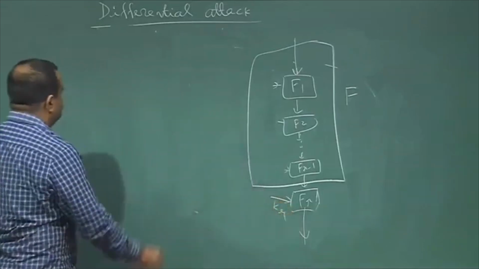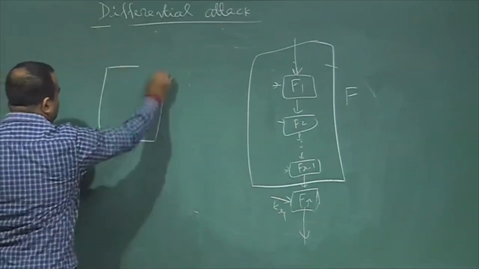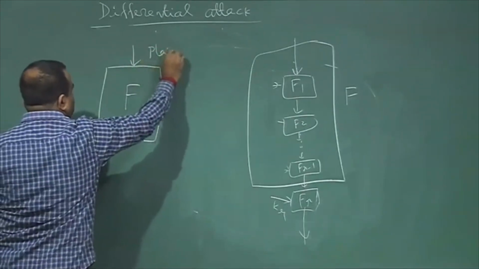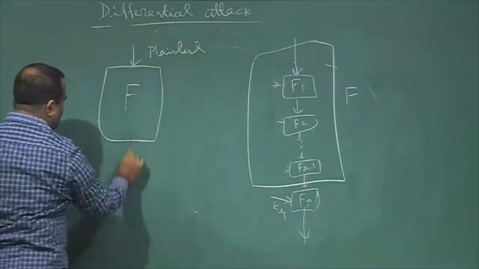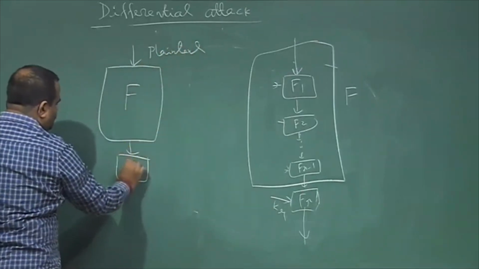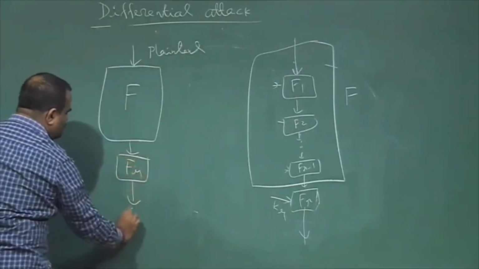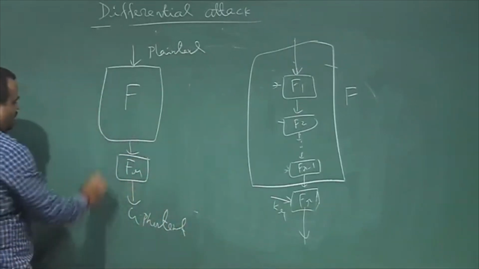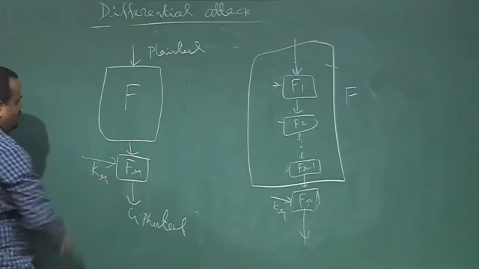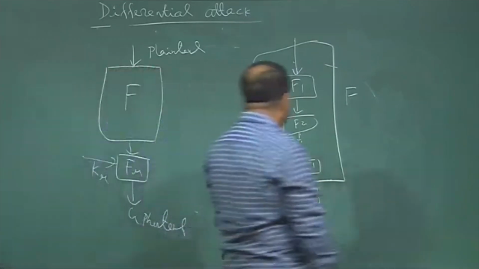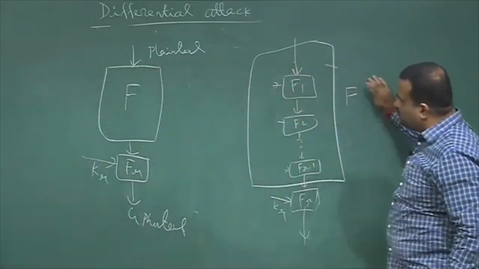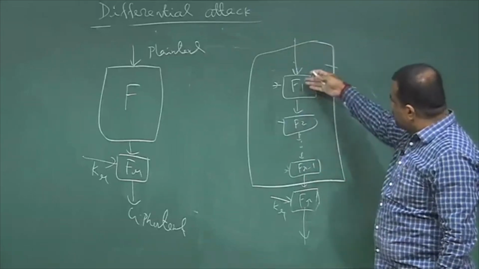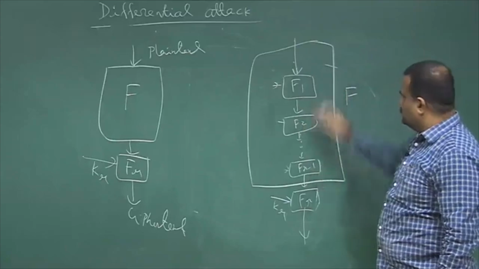So this is the ciphertext. Basically we have an F function which takes the plain text as input, followed by the last round FR, and we get the ciphertext. Up to this R minus 1 round we call this function the F function. So F consists of f1, f2, up to fr minus 1.